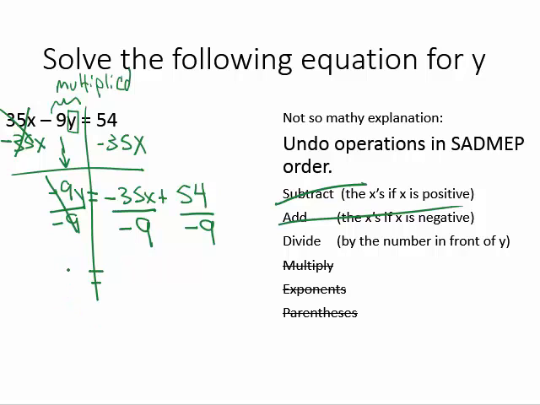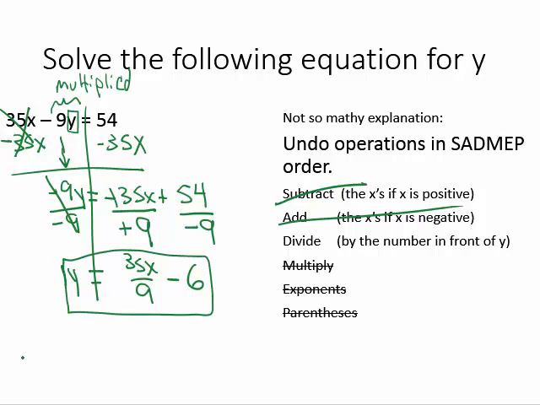Negative 9 over negative 9 is 1y, or just y, is equal to negative over negative is a positive 35x over 9. Positive 54 over negative 9 leaves us with minus 6. So we're left with 1y, or just y, is equal to 35x over 9 minus 6.